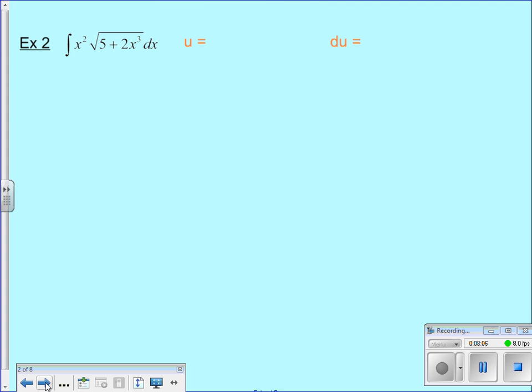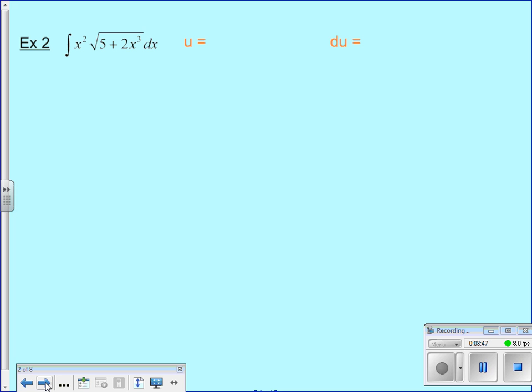Okay. Let's do another example. The integral of x squared root 5 plus 2x cubed dx. Probably the most difficult part of this whole thing is deciding what your u is. And there's no hard and fast rules, but there are some good guidelines. I already gave you one of them. You have an exponential, let u be the exponent. That's a really good place to start. If you have your variable in the exponent, let u be whatever the exponent is.